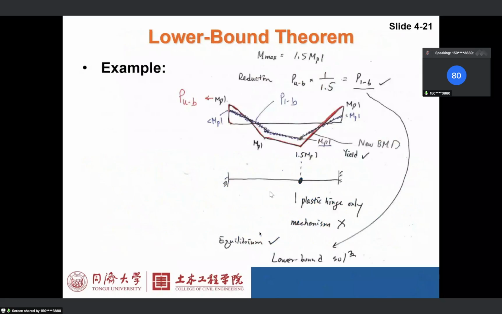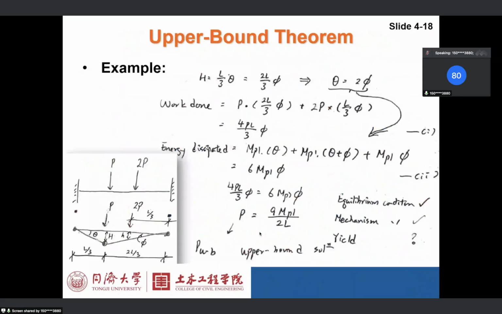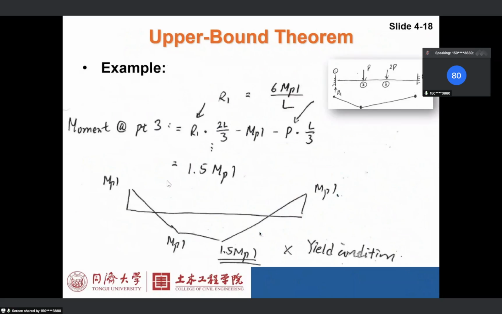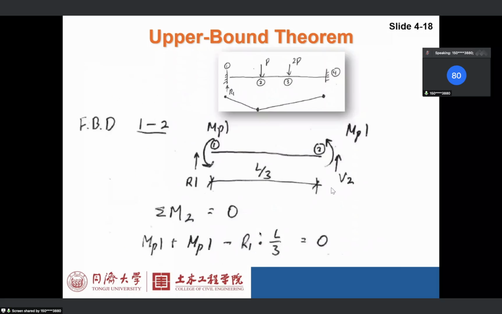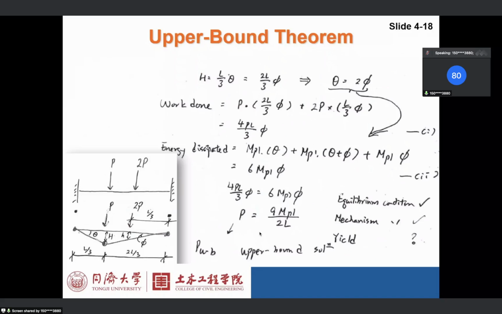Okay, let's check the previous example. This example. Okay. So we get an upper bound solution of 4.5 MPL over L, right? What is the lower bound solution? Can you quickly type it down?